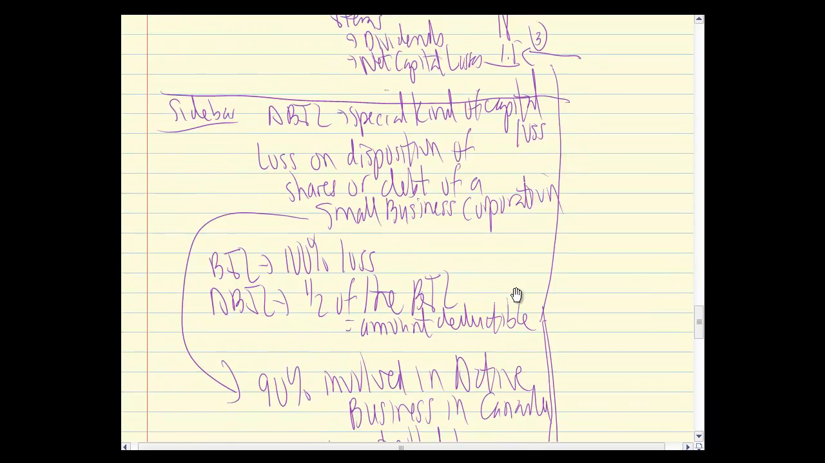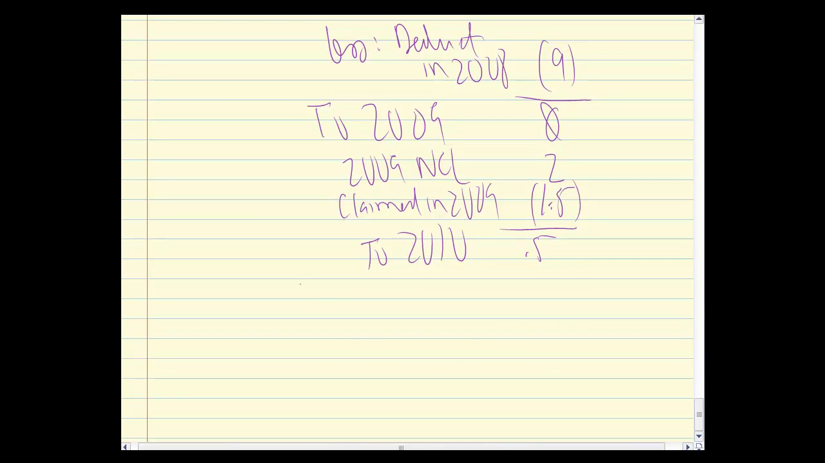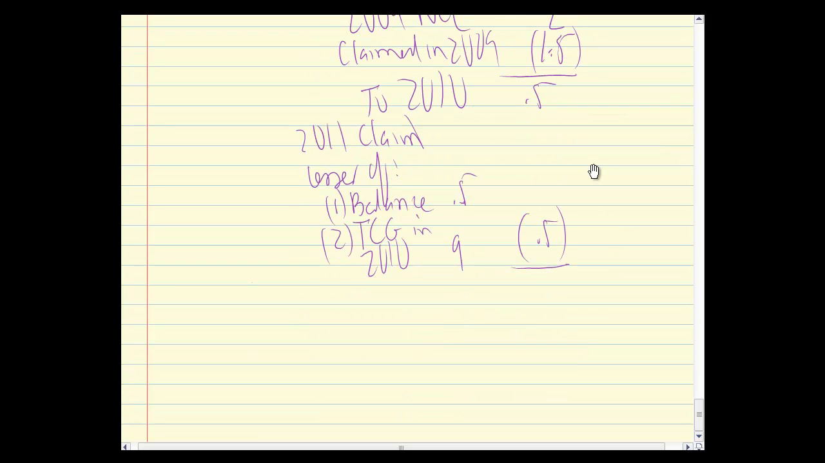So you're going to just say something like this, right? Just show the marker you know what you're doing. So you're going to go here, you're going to say 2010 or 11 claim, lesser of balance, 0.5, and 2, the taxable capital gains in 2010, which was how much? 9,000. So the lesser of is 0.5. So to 2012 is 0.